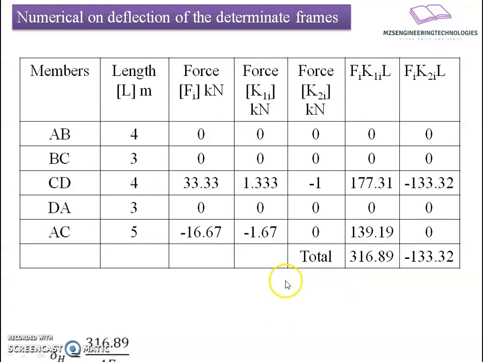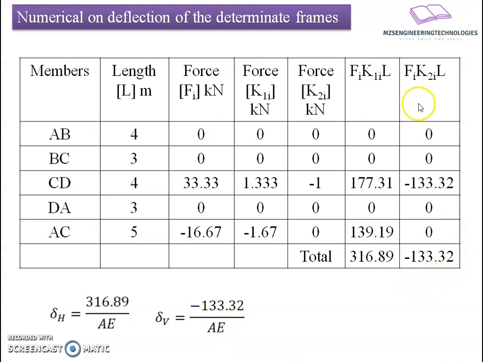If I want the deflection in the horizontal direction, the summation of the value for horizontal force divided by A will result in the horizontal deflection, whereas for vertical deflection, the summation of Fi K2 I L, meaning unit load in the vertical direction, divided by A will result in the vertical deflection. With this, I will end the session and will come with some more numericals. Till then, be safe, stay at home.